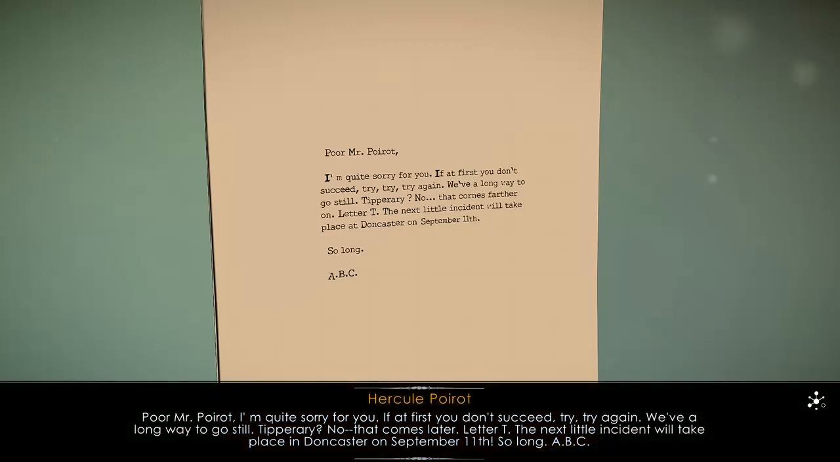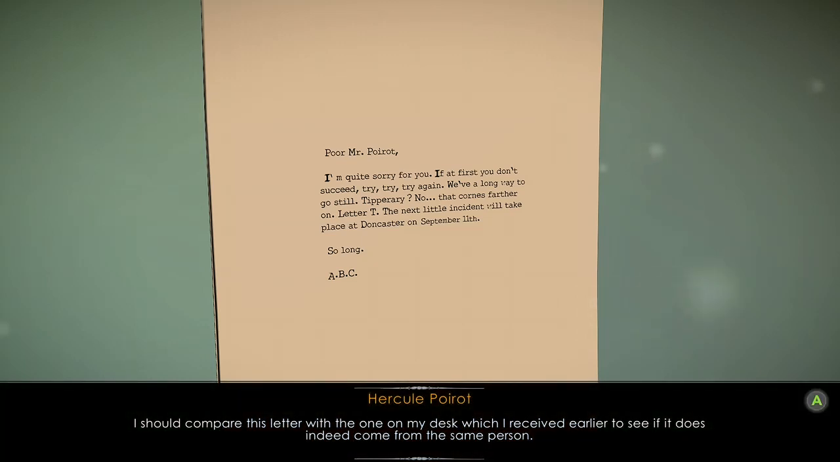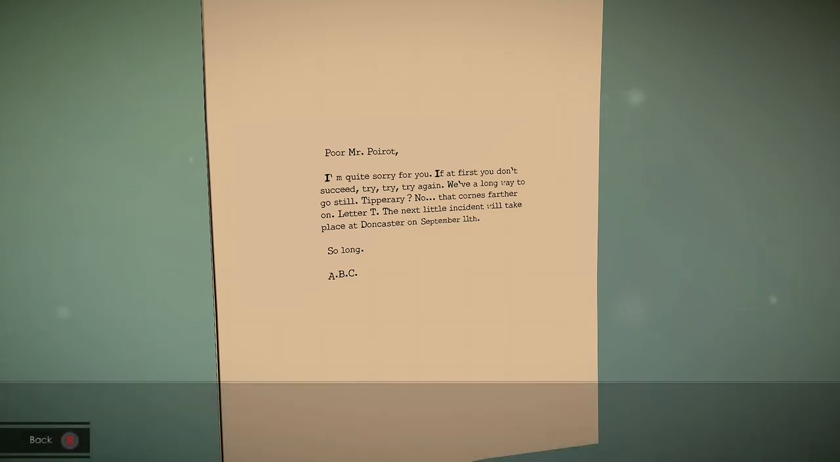Poor Mr. Poirot. I'm quite sorry for you. If at first you don't succeed, try again. We've a long way to go still. Letter T. The next little incident will take place in Doncaster on September 11th. So long. ABC. I should compare this letter with the one on my desk which I received.